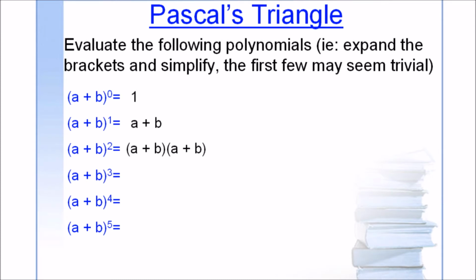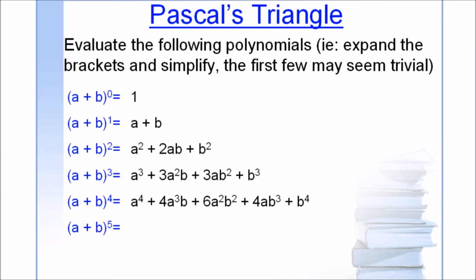To expand the third, we must use FOIL, and then the process becomes a little bit longer. So this becomes (a + b)(a + b)(a + b), but we can replace the second two (a + b)'s with our answer from the previous question. And although we still have to use distributive law again, this does speed up the process a bit. And so we can repeat this process to get the expansions for the last two.